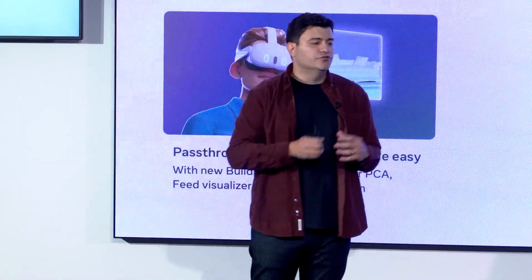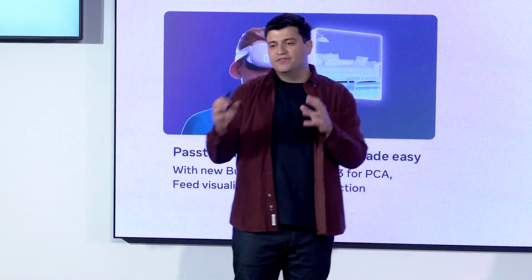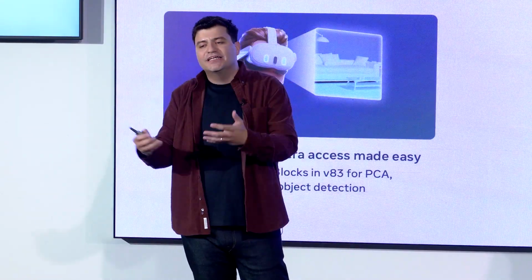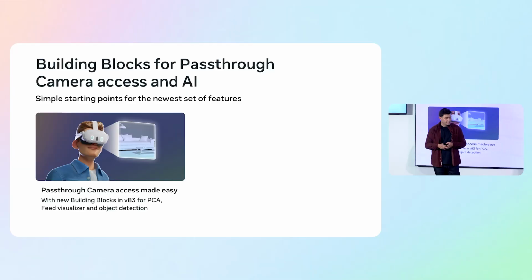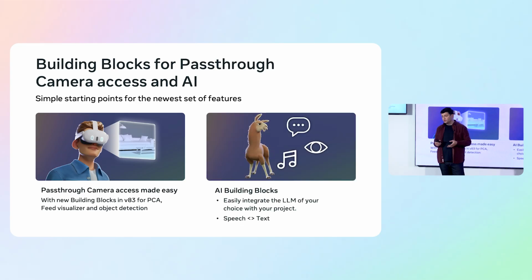So you can focus on, hey, I have this cool experience, I have this cool idea in mind, how can I see if there's something there? So the pass-through camera access building block is coming with V83. And something also really, really exciting is the AI building blocks. This will make it extremely easy to plug in an LLM of your choice into your project.